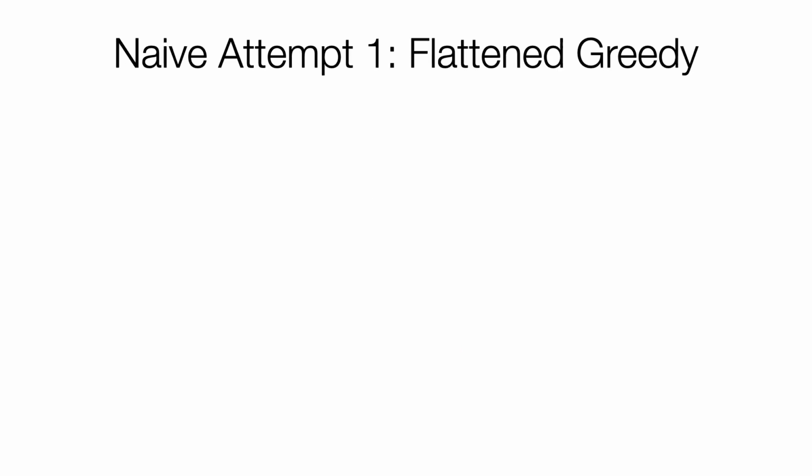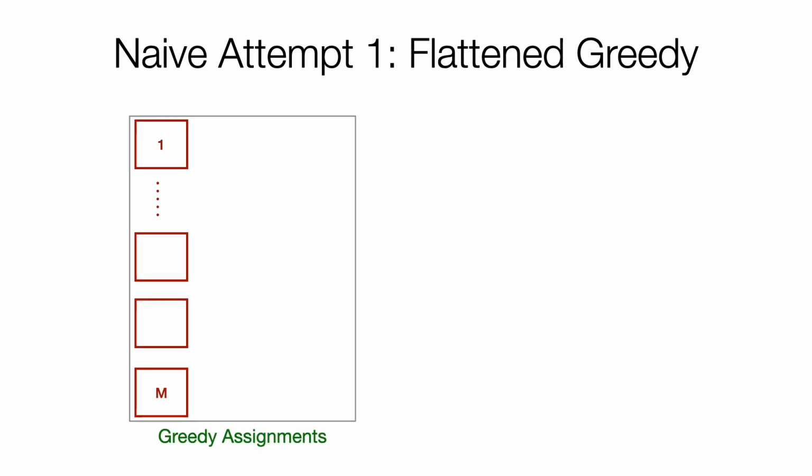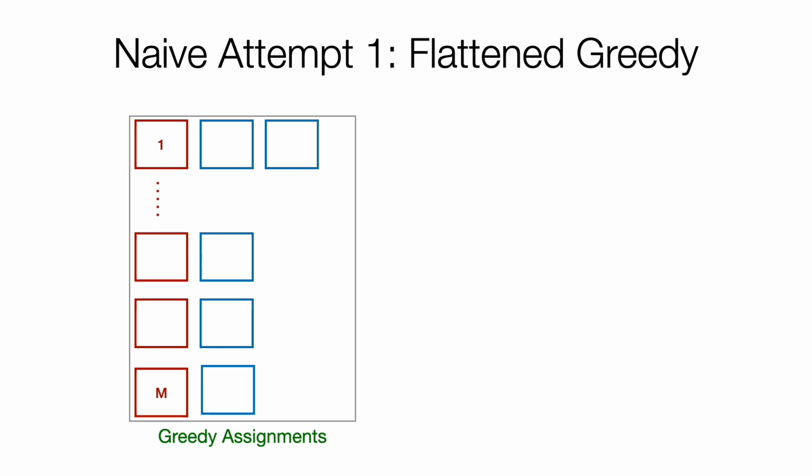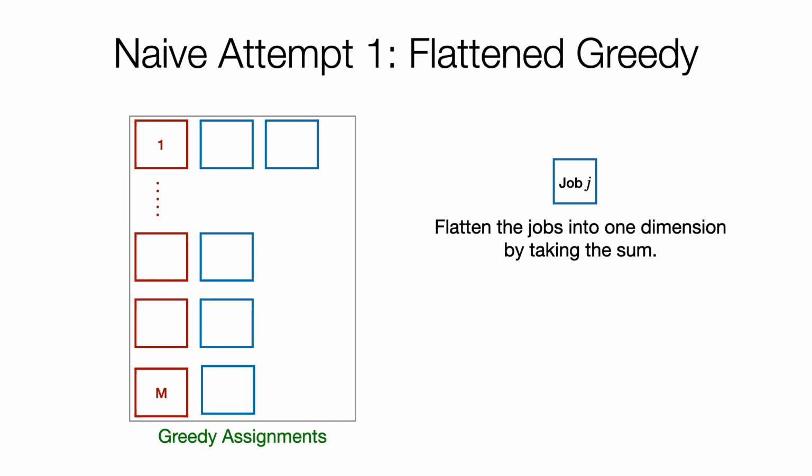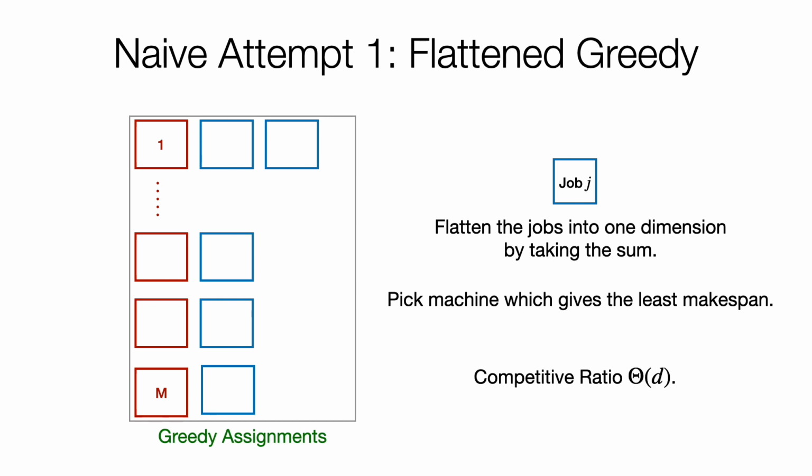Instead, we're going to do something called flattened greedy. So let's say there are these m machines and they already contain some jobs assigned to them. We're given some job J, which is to be assigned to one of these machines. We're going to flatten the load in the d dimensions of this job J into one dimension by taking the sum of these loads. Then we're going to pick a machine which gives the least makespan based on this sum. The competitive ratio here is going to be d, and we're not going to prove this. It's not too hard.